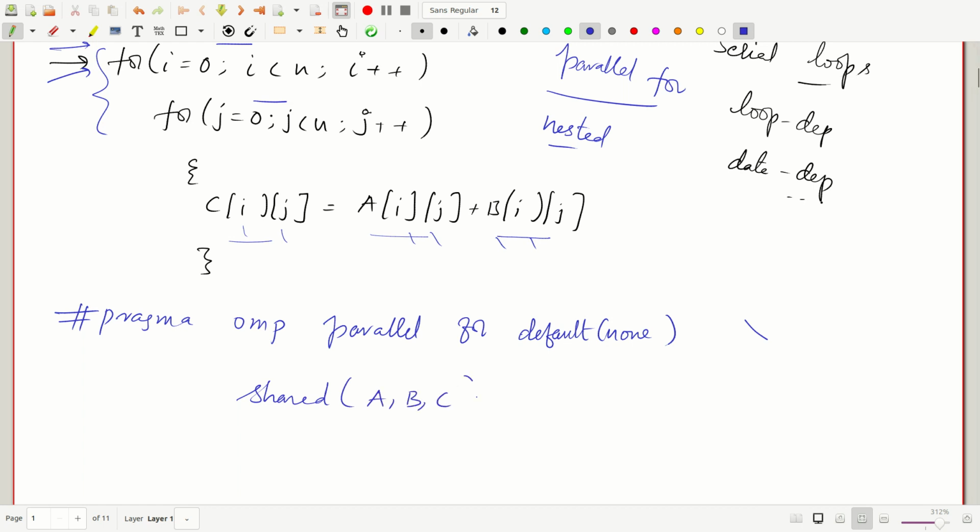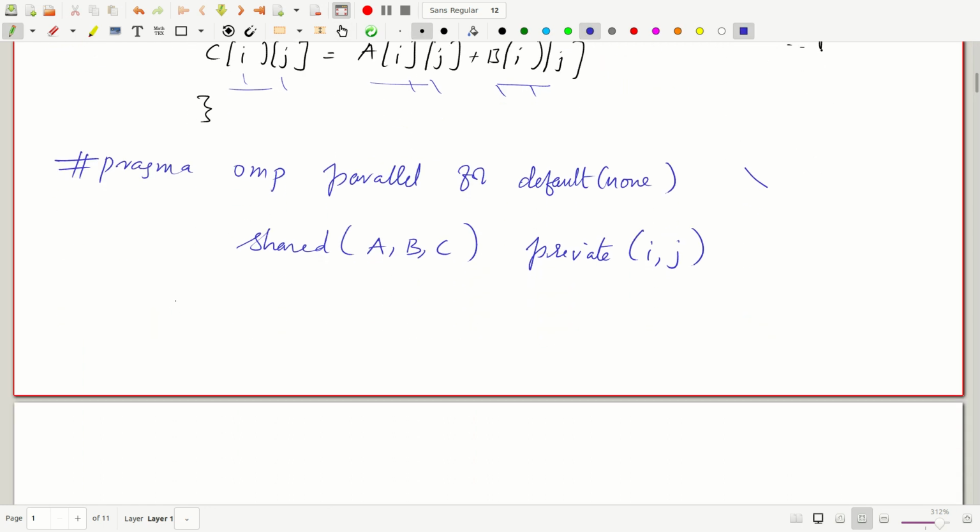ABC can be shared, right? Because anyway there is no dependency on them, because parts of them can be updated simultaneously using the different i and j that belong to the threads. And then what about i and j? Should they be shared as well or private? They should be private, right? Either i or j. So these are basically private.